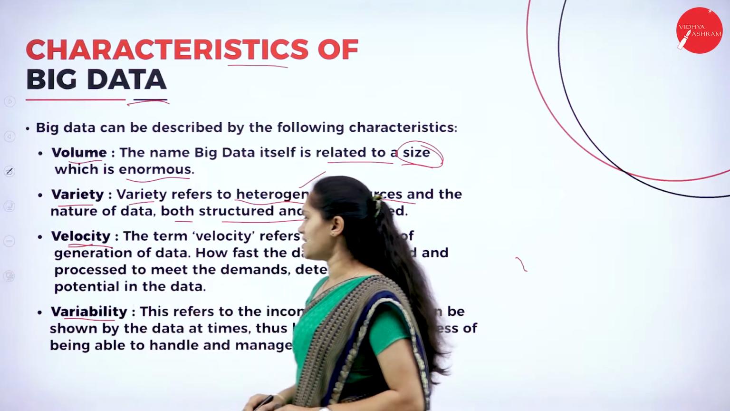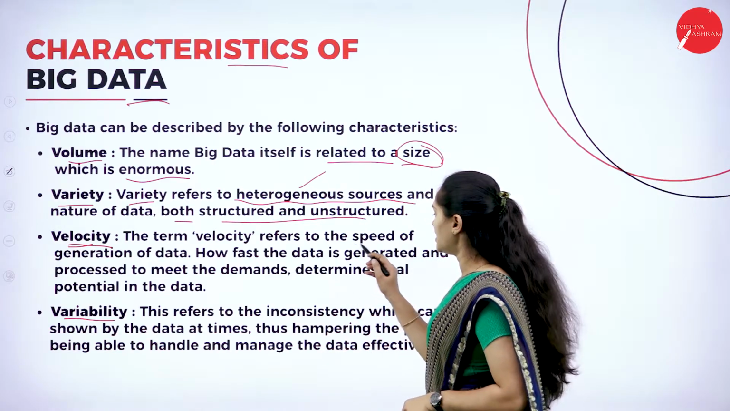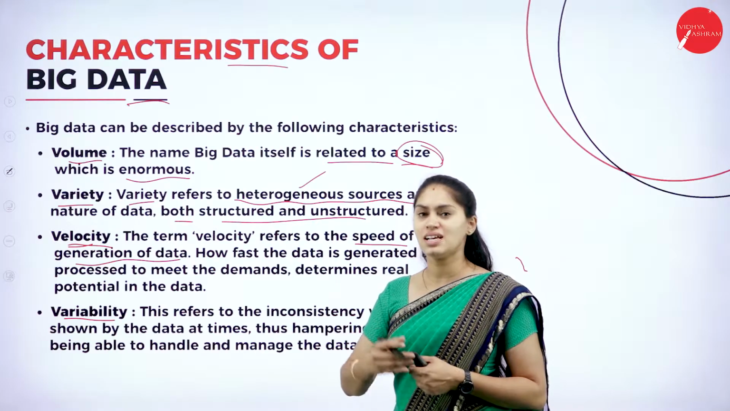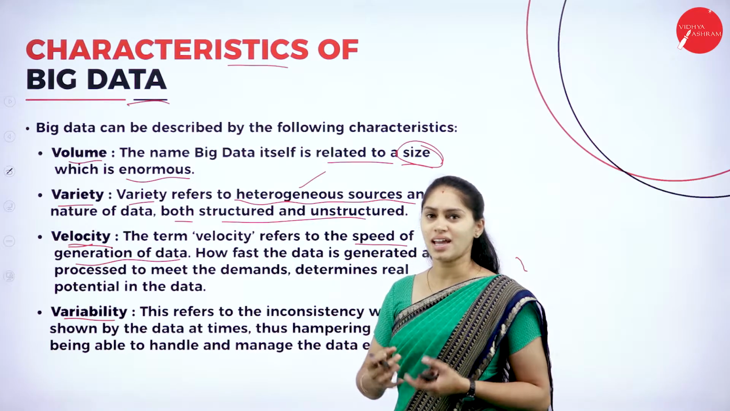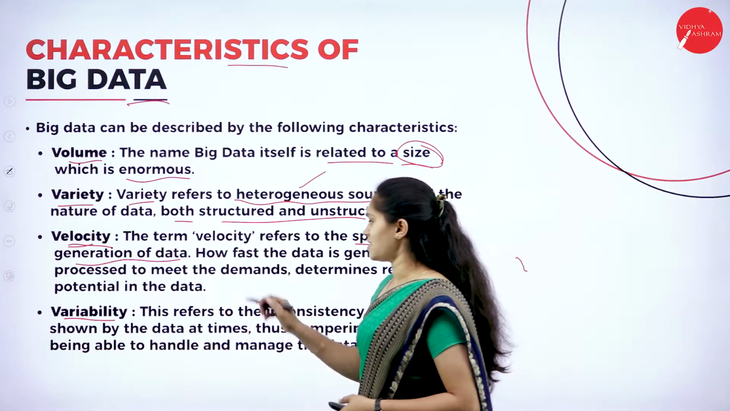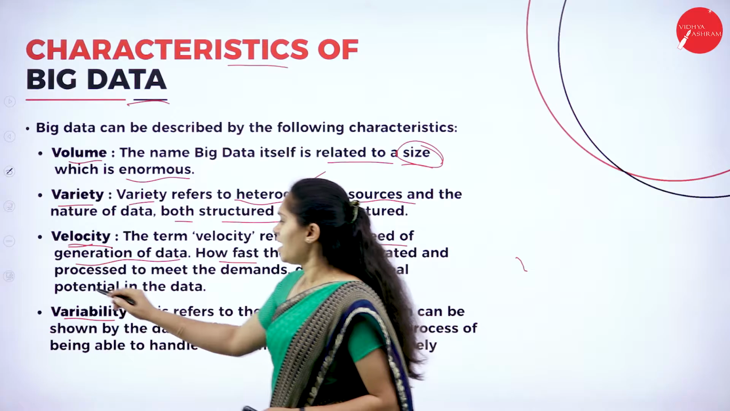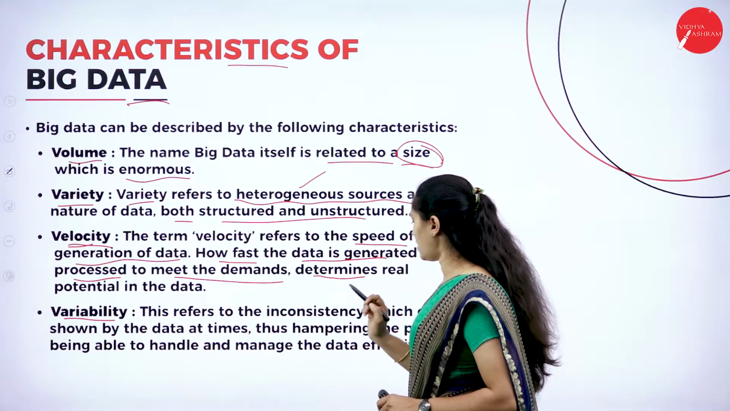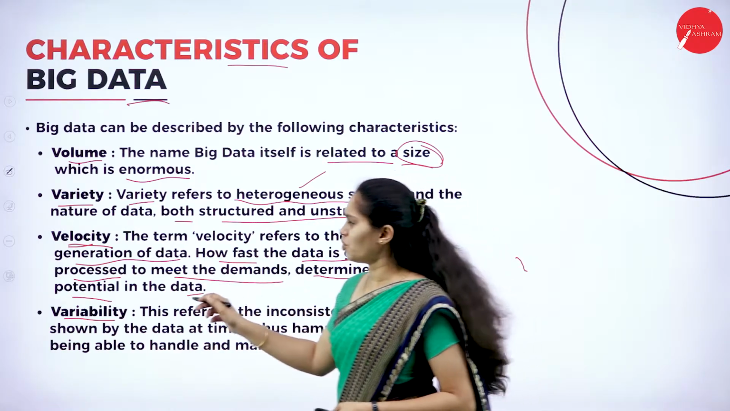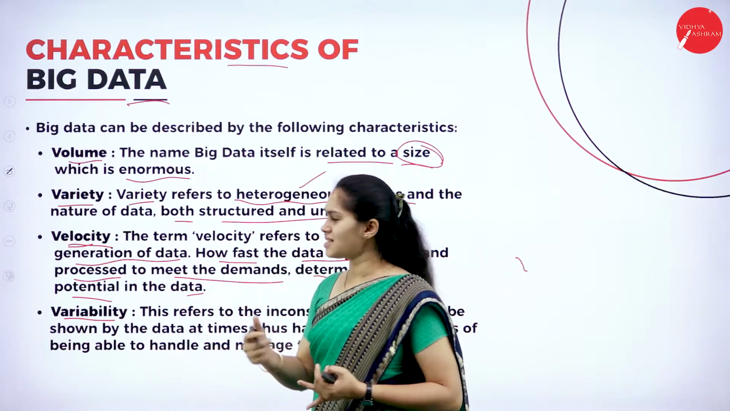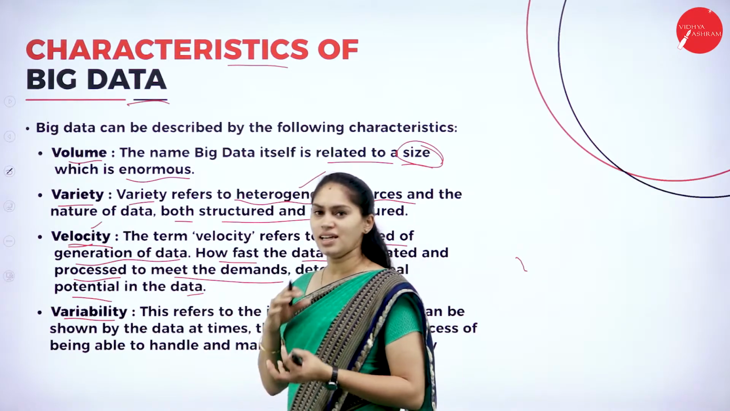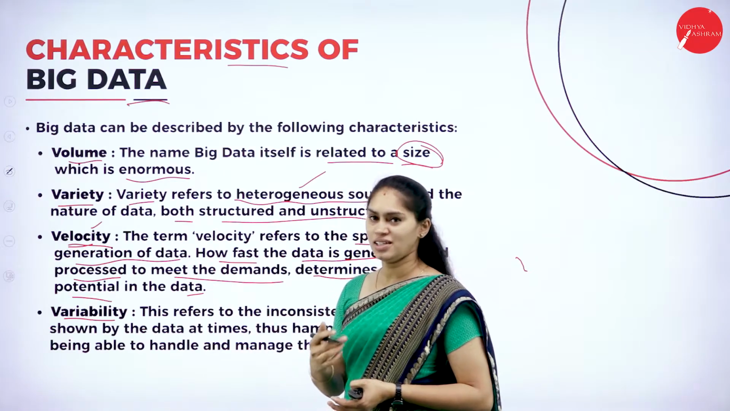So next we have velocity. Velocity refers to the speed of generation of the data. If I am giving data for analysis or if I am having some data for accessing, how fast it is going to give me the result, that is related to velocity. How fast the data is generated and processed to meet the demands determines the real potential in the data. So volume is size, variety is heterogeneous data, and velocity is how fast the data is generated.